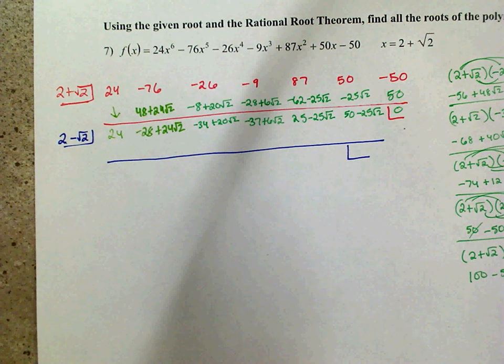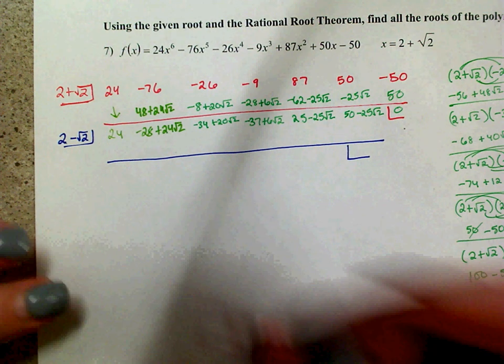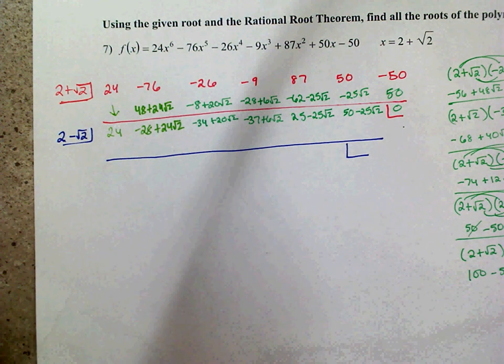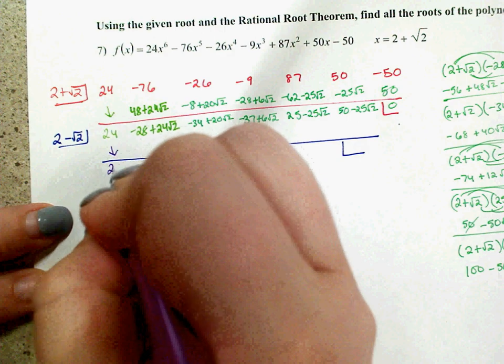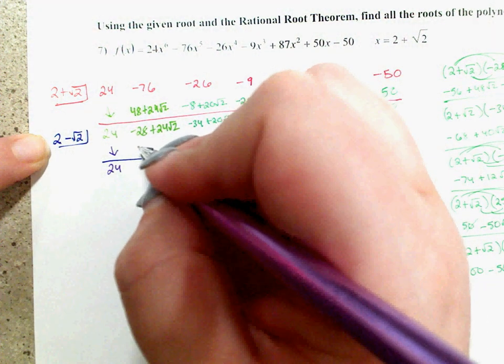Okay. Well, now we're back to red. Okay, sorry. All right, drop the 24. 24 times 2 minus the square root of 2. So 24 times 2 is 48, and 24 times negative square root of 2 is negative 24 square root of 2, which simplifies down to just 20.